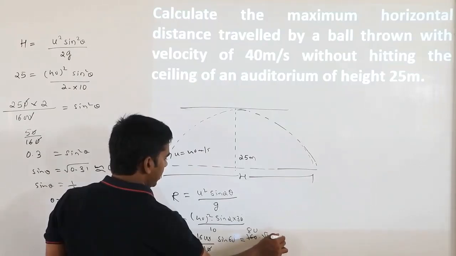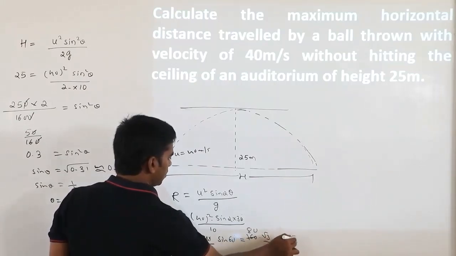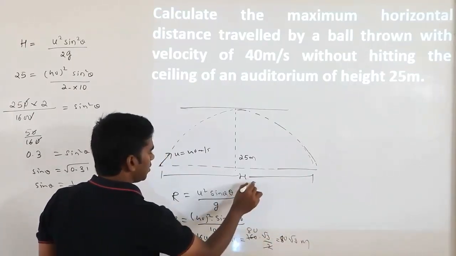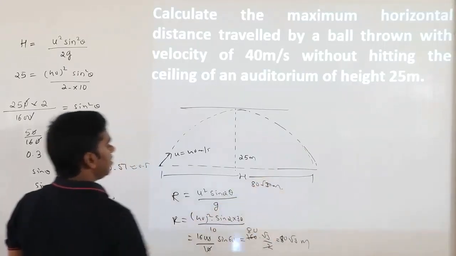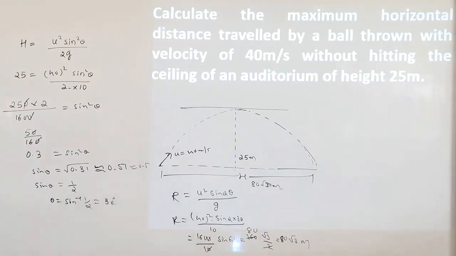80 root 3 meter. Okay. So 80 root 3 meter will probably be your answer. You can simplify it by taking root 3 and multiplying with 80, so you will get the actual horizontal distance.